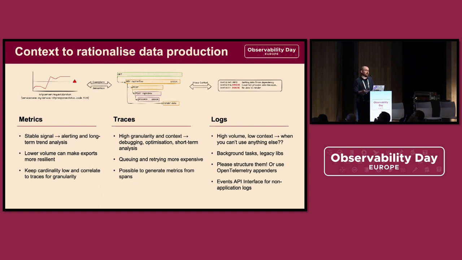Or use OpenTelemetry appenders, and you get a lot of these things out of the box as well, the resource information, that correlation with trace data. And then logs, of course, are the backend data model for the events API that will allow us to produce things like events for infrastructure events, for example, that are not related to application logs.